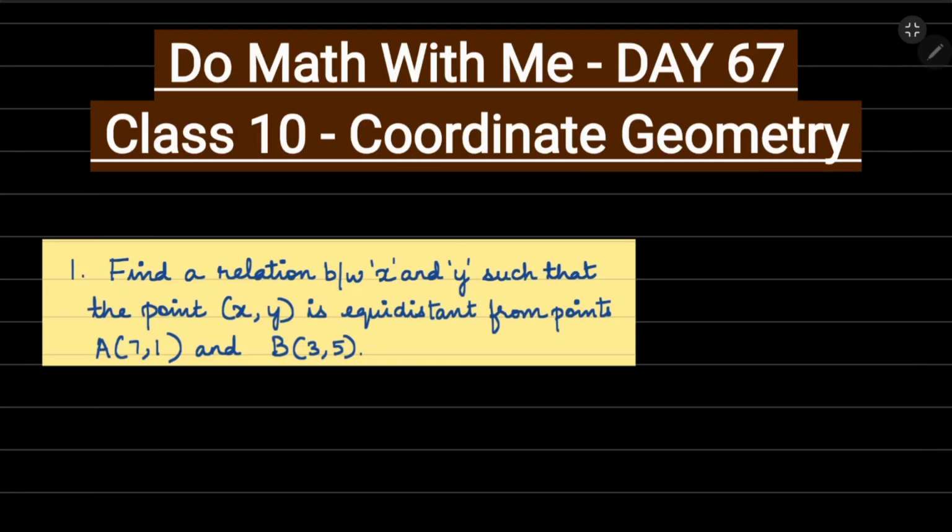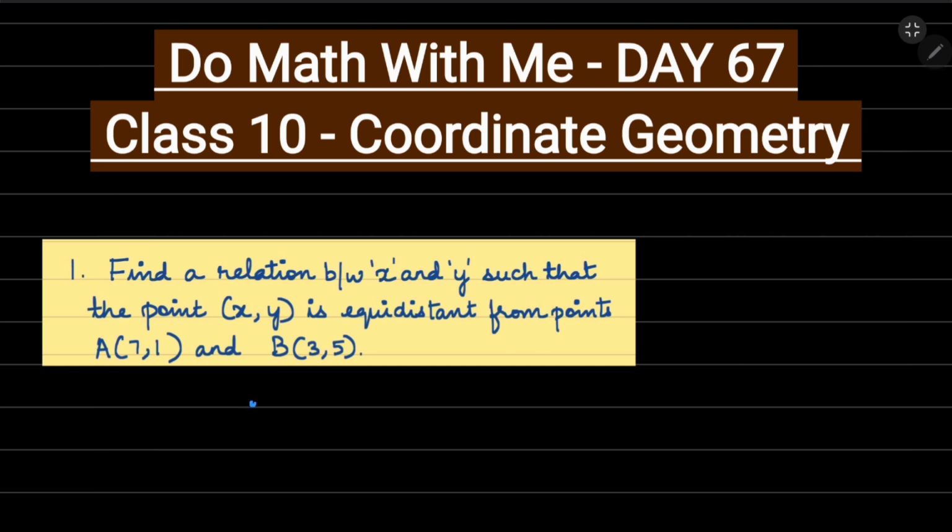Today we'll be solving some important questions from the chapter Coordinate Geometry. So make sure you practice these questions. The very first question is, find a relation between x and y such that the point (x, y) is equidistant from the points (7, 1) and (3, 5).